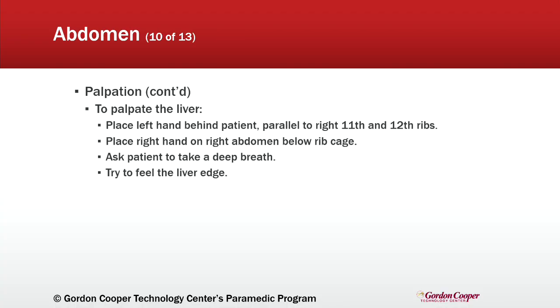To palpate the liver, place your left hand behind the patient, parallel to and supporting the 11th and 12th ribs and adjacent soft tissues below. Place your right hand on the patient's right abdomen just below the rib cage and ask the patient to take a deep breath. As they do, try to feel the liver edge come down to meet your fingertips. Sometimes you can feel that. It all really depends on the size of the patient, whether or not you're going to feel that.